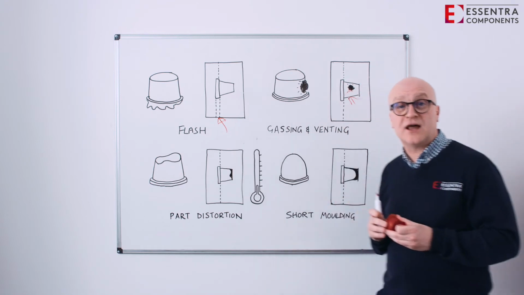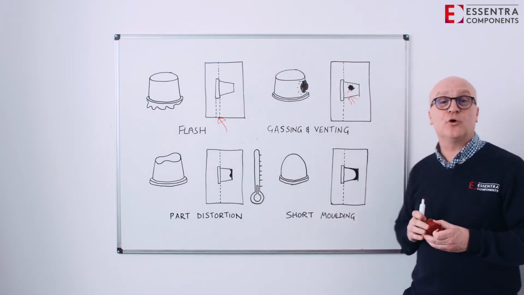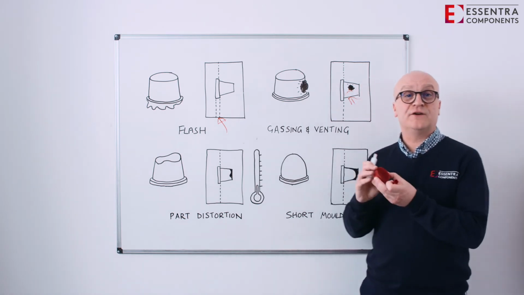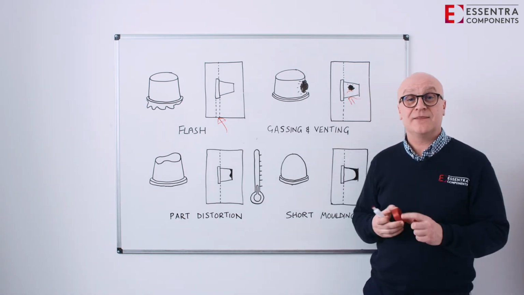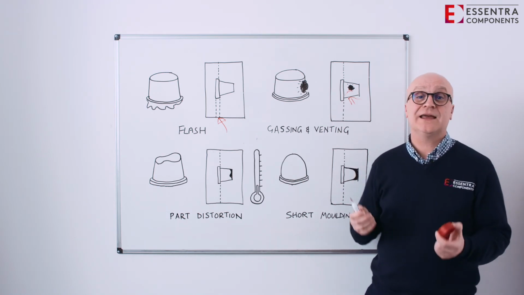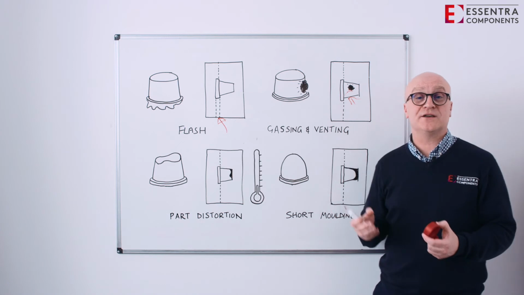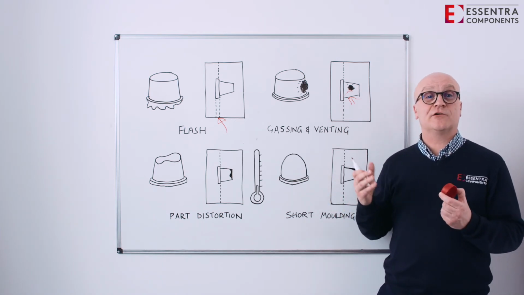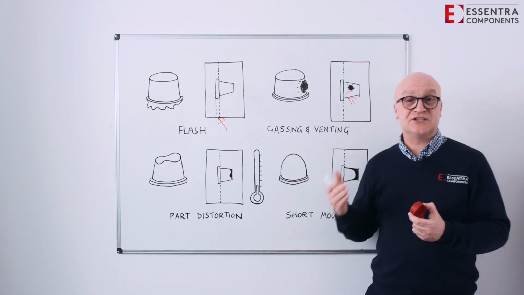So then we go on to our last one and we take a look at short mouldings. Short mouldings occur when we've not filled the part correctly. Again, the main reasons for this are temperature related. We need to make sure we have the correct temperatures that the material requires to process and flow correctly into the tool. We also need to make sure we've got the correct holding pressures and injection pressures.